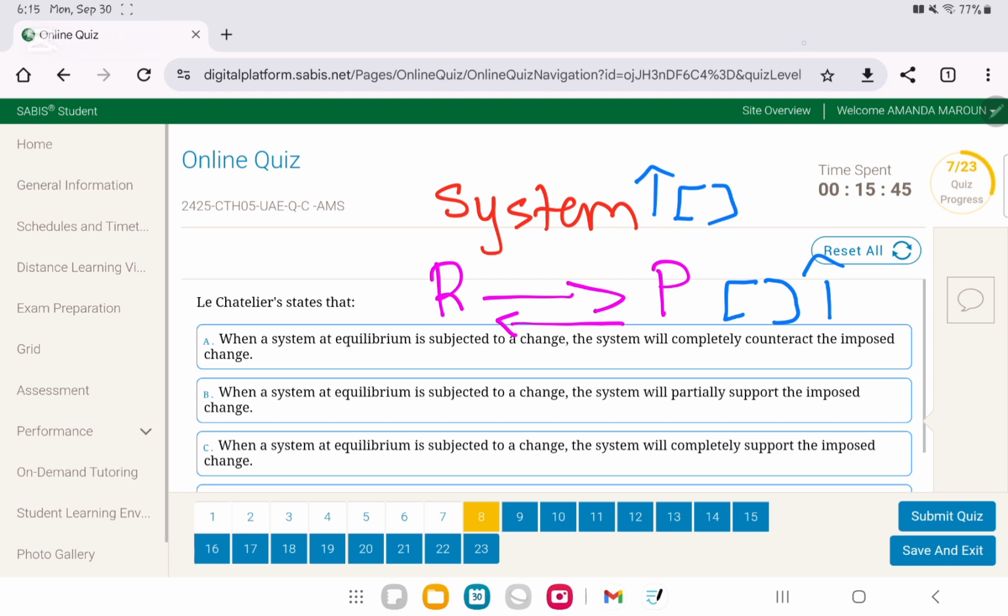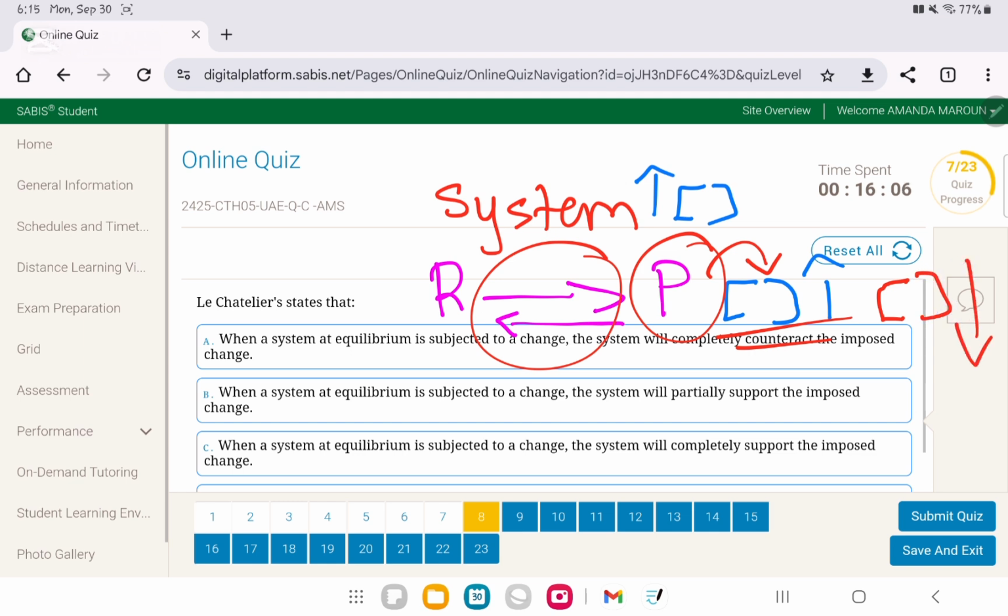What will happen? It will partially counteract. So the product will do the opposite of what we did as a change. So to keep this equilibrium, to keep this balance, it will do the opposite of what we did as a change. So if we increase the concentration, it's gonna decrease the concentration. And what happens to the reactants, to the other side? It will follow the change that we did. So it will follow the increase in concentration.